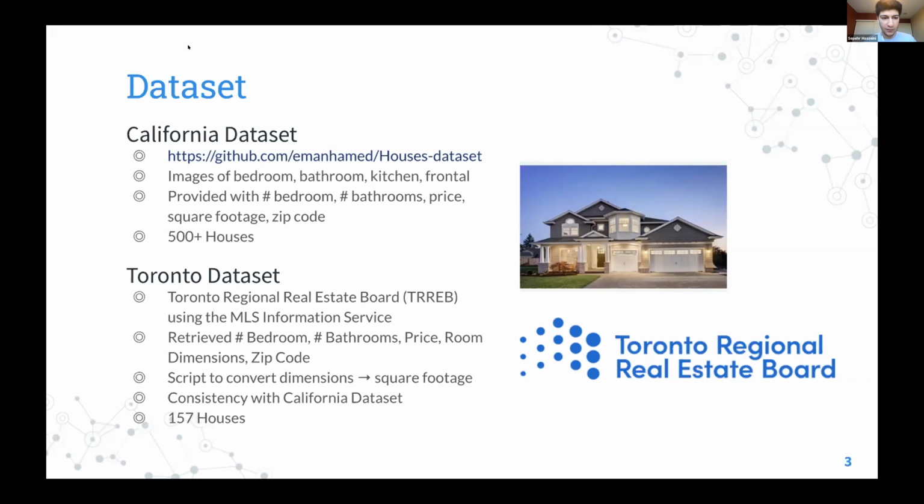Later on in the project, we moved on towards the Toronto data set. And since this was expected to have a lower number of houses, it seemed like a good opportunity to use transfer learning, which we'll touch on later in the presentation. And for this one, we constructed the data set ourselves. And we did this by collecting images from the Toronto Regional Real Estate Board. And to stay consistent with the California data set, we retrieved the similar statistical and image information. So the number of bedrooms, bathrooms, price, room dimensions, and zip code. And it turned out to be around 157 houses. Next slide, please.